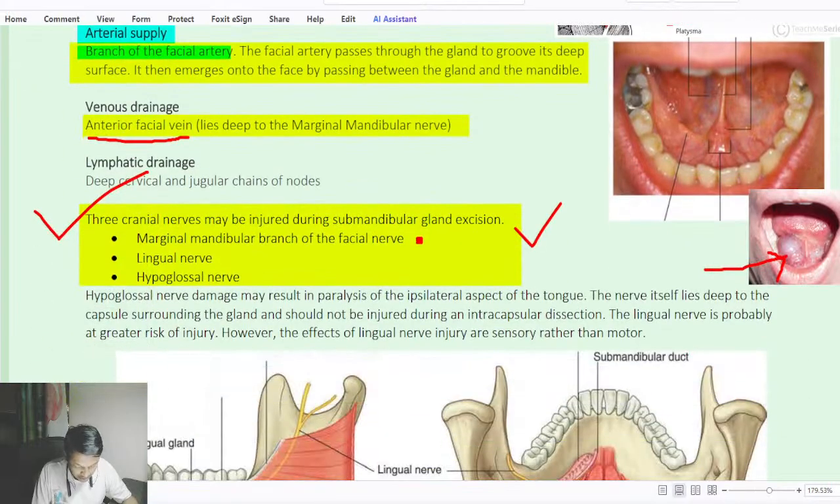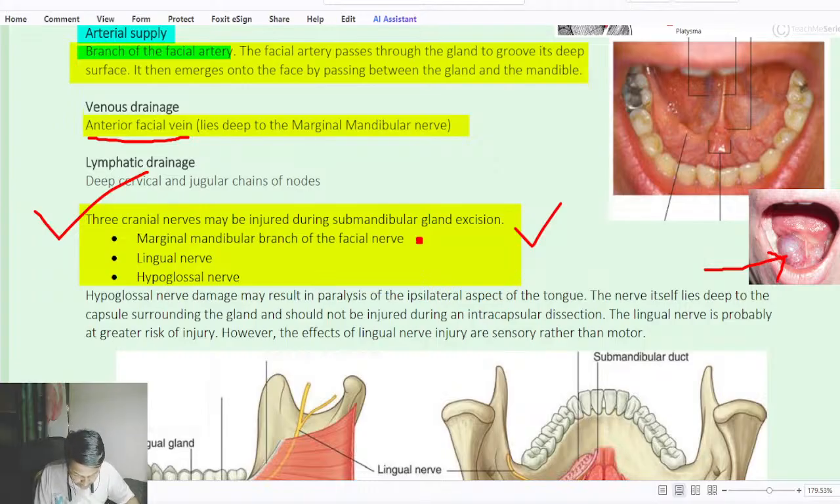VAN: vein, artery, nerve. Medially artery. So laterally will be the internal jugular vein, medially the common carotid artery, and posteriorly the vagus nerve.